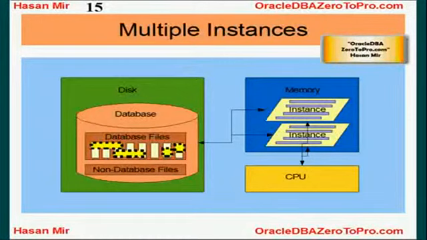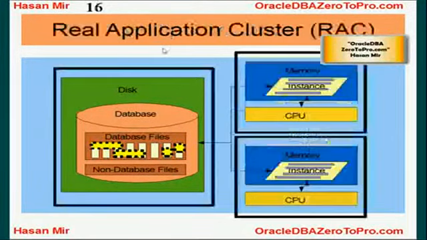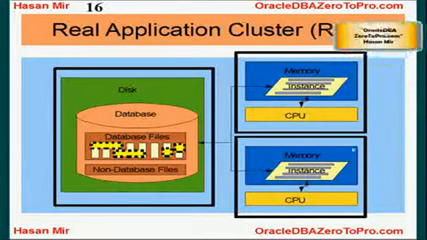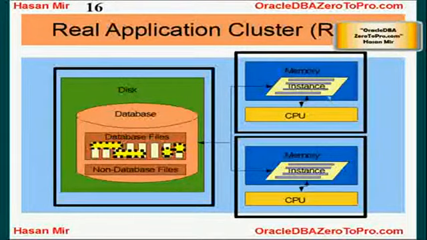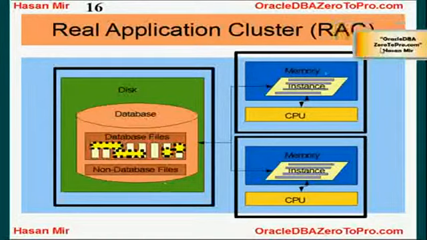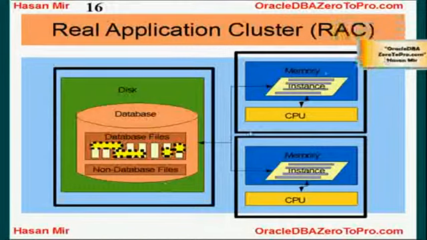But real power comes in when you put two instances or more than one instance on different machines. This instance is on a different machine, and both of these instances are using the database, maybe residing on a third machine. This environment is called real application cluster or RAC environment.